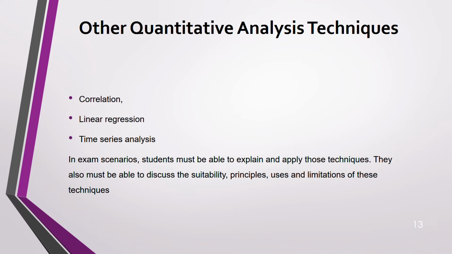Now we are moving on to other quantitative analysis techniques, the last part of this lecture. There are three analyses that you need to know about. One is known as correlation, another is linear regression, and the other is time series analysis. The word itself tells you. Correlation means a relationship between two variables. Linear regression shows this relationship on a straight line in a graph: how one independent variable can have an impact on the dependent variable.